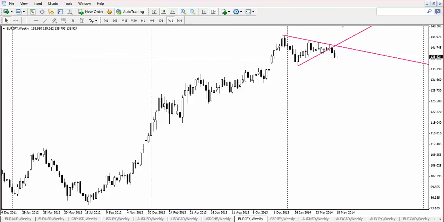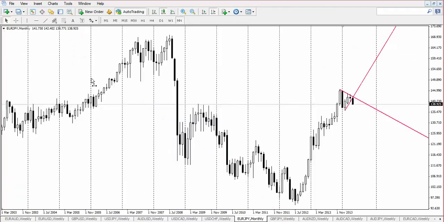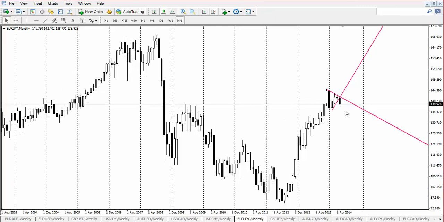We don't really have, certainly in the last few weeks, much in the way of a preceding trend. However, looking at it from the monthly perspective, there is definitely, you don't get much stronger than that. So I'm going to keep the euro yen open at the moment and see if we can find some opportunities there.